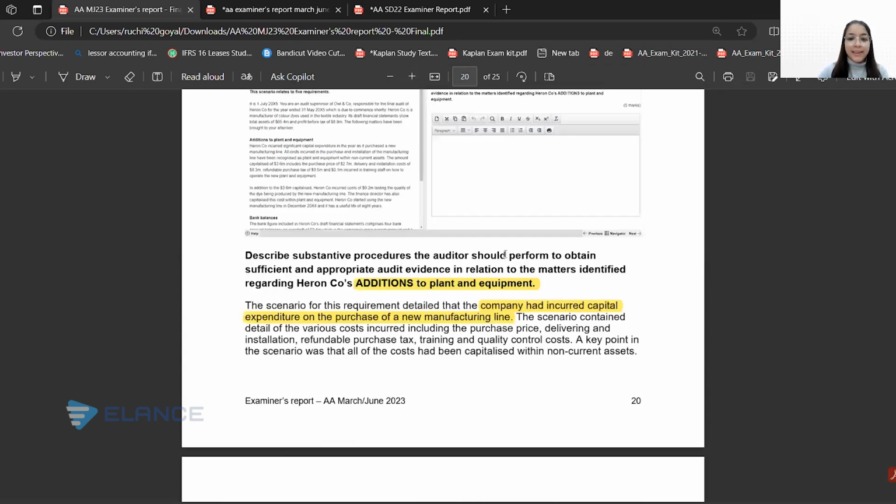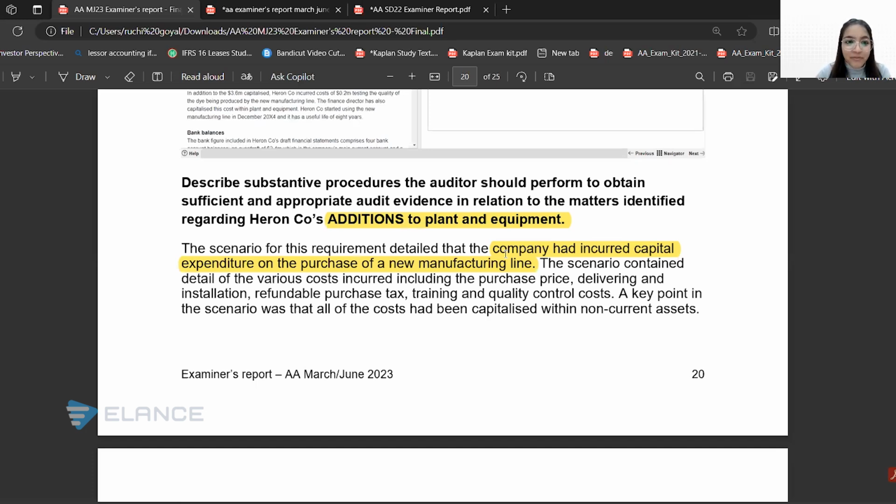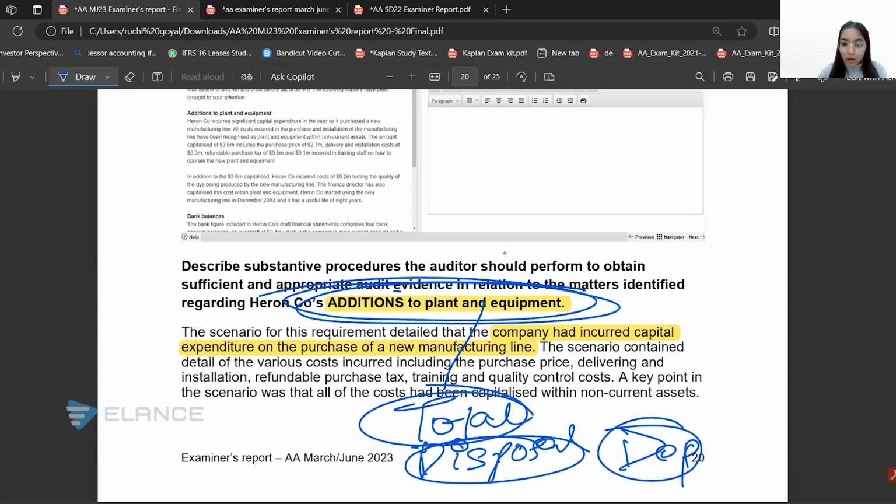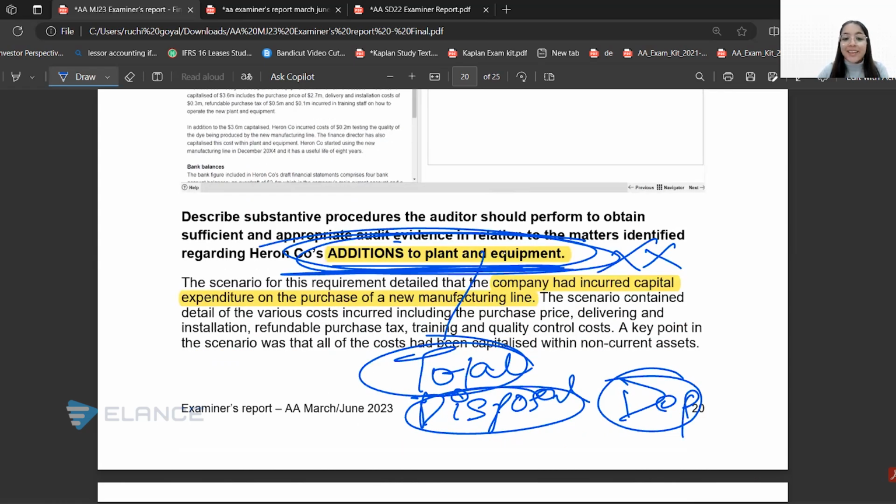See, did I tell you specifically the question told me that additions, the substantive procedure should be according to the additions of PP. Will I get marks if I see the totals? Will I get marks if I see the disposals? Will I get marks if I write the procedures for account depreciation? No. Right. So the only thing you need to focus on here is the additions of the company.